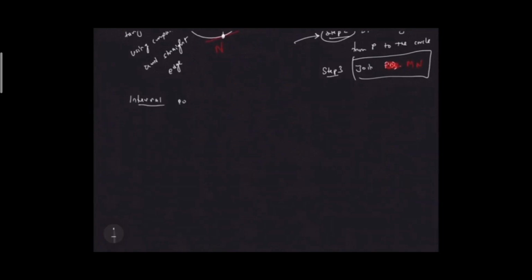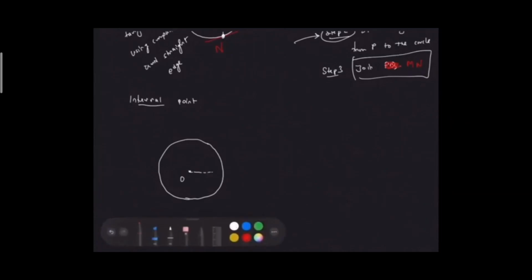So okay, let's look at an internal point. So this is the internal point. So instead of working with the external point, we will look at the internal point and try to find its inverse. So again, this is the reference circle. This is the point O, and suppose we are looking for the point P, which is here.